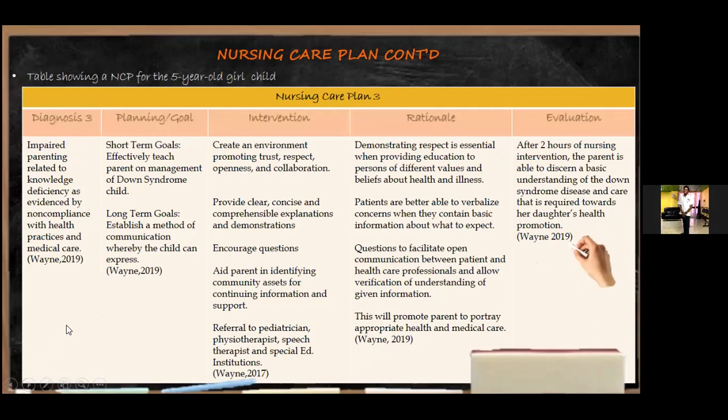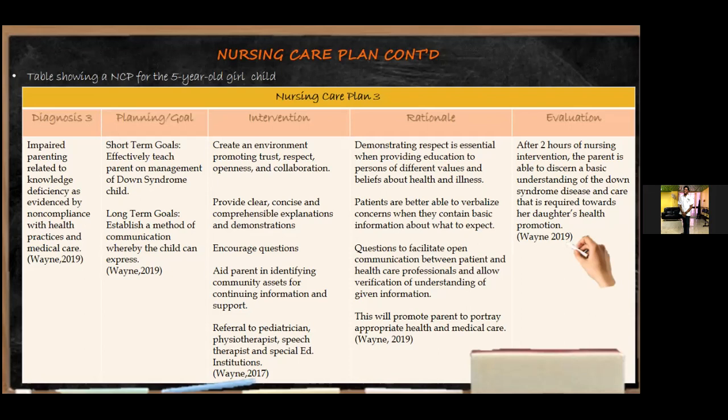Diagnosis 3. Impaired parenting related to knowledge deficiency as evidenced by non-compliance with health practices and medical care. Planning or goal. Short-term goals include effectively teaching parents on management of a Down syndrome child. Long-term goals: establish a method of communication whereby the child can express. Create an environment of trust, respect, openness, and collaboration.